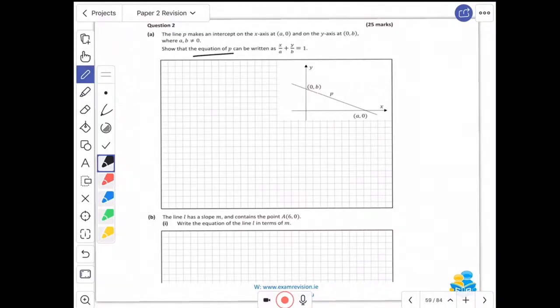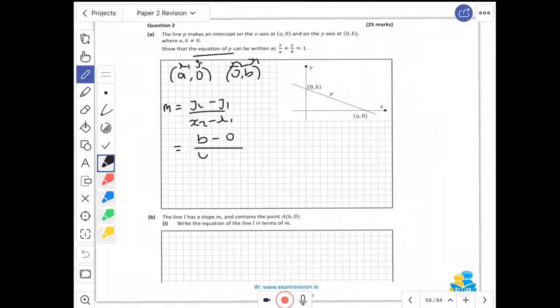If we start off with just writing down our two coordinates, we're saying it's y2 minus y1 over x2 minus x1. So I'm going to label these. We've got b minus 0 over 0 minus a. So that's going to give me minus b over a. So that's the first bit done.